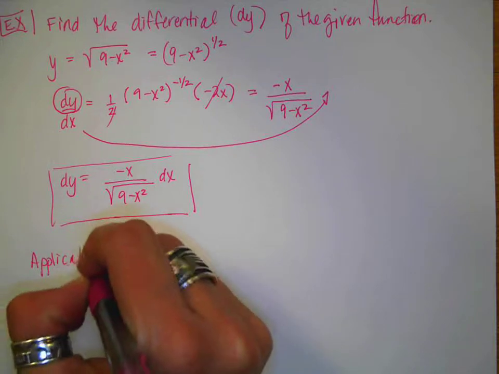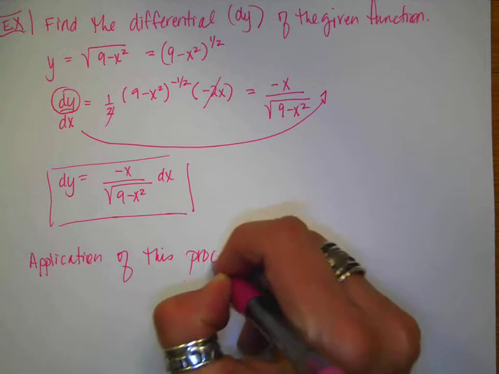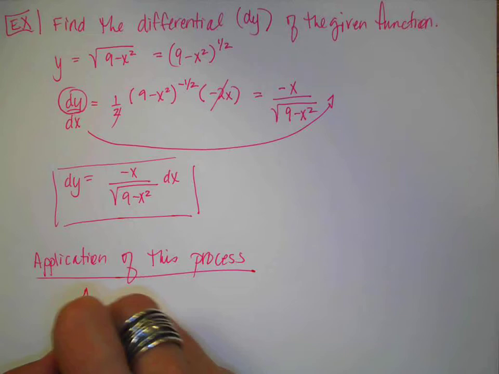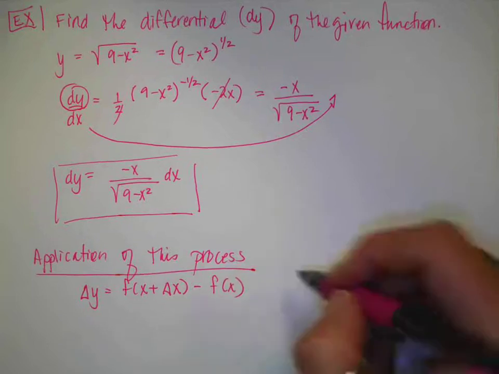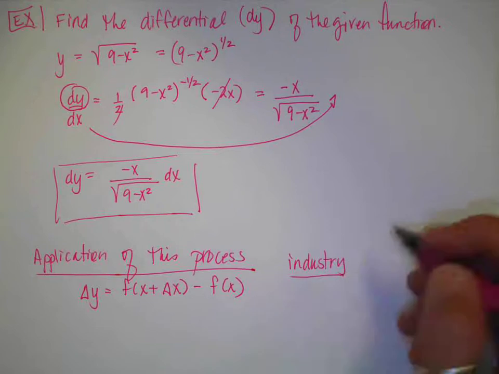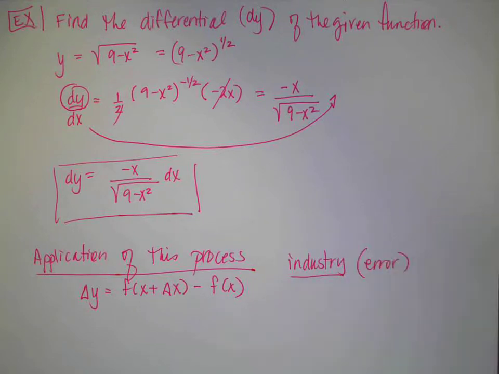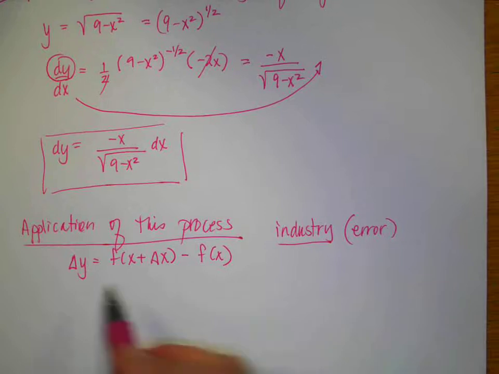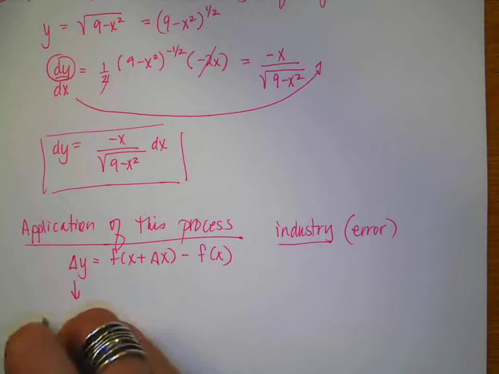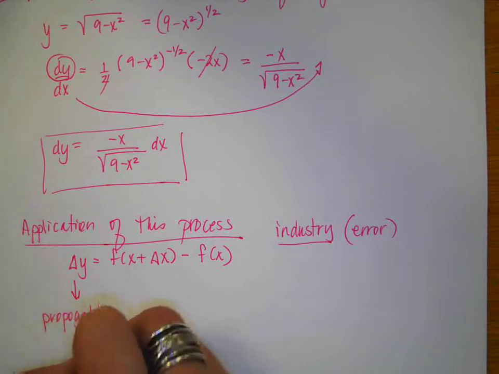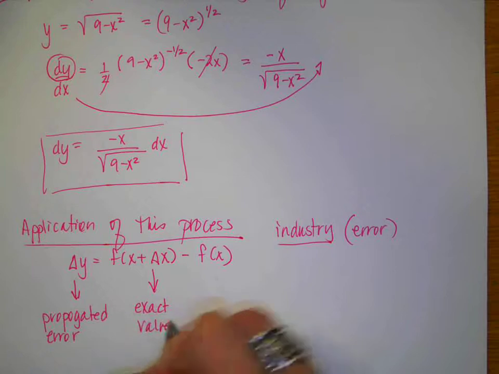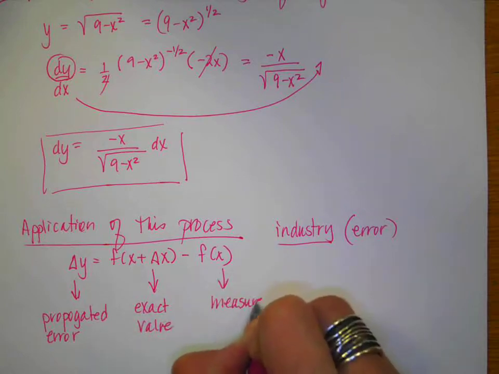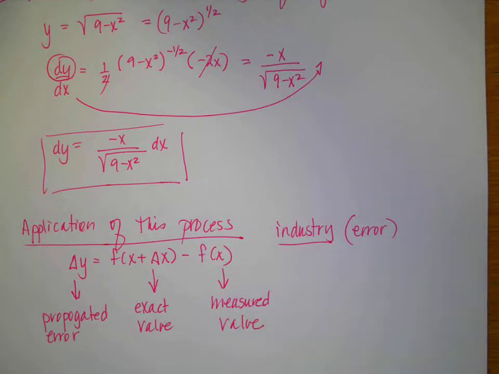So I'm guessing that you might be wondering, where in the heck am I ever going to use this? So here's a thought about an application of this process. Okay, so let's say I know that delta y is f of x plus delta x minus f of x. Industry, manufacturing, lots of industries are very concerned about error. I want to make sure that my product is as reliable or has the least amount of error possible. So we take this equation for delta y, and this is going to be the propagated error. Okay, this is going to be an exact value, and this is going to be the measured value.